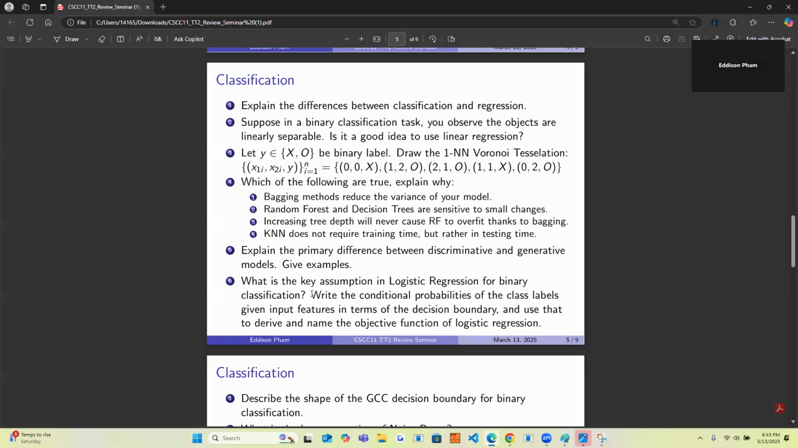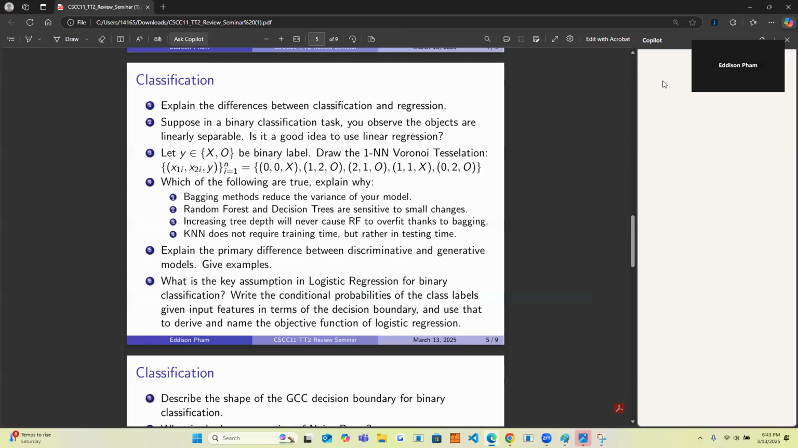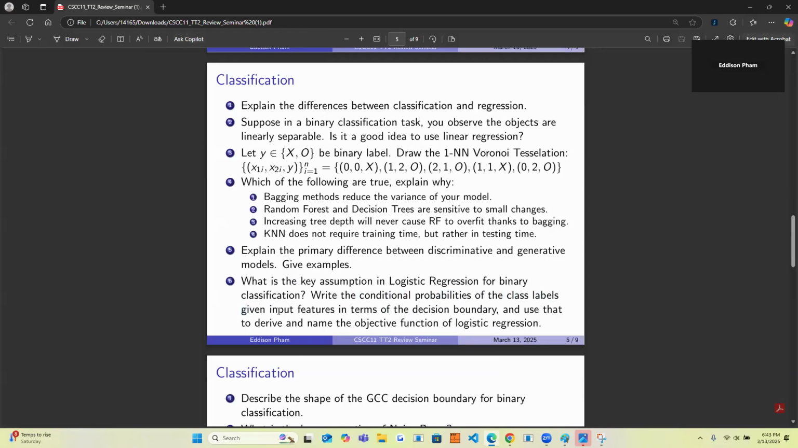So the next part is write the conditional probabilities of the class labels given the input features in terms of the decision boundary. I just showed you guys the decision boundary, it was some logarithm, and use that to derive and name the objective function of the logistic regression. What do I mean by name? The loss function for logistic regression is a special type of loss function. So not MSE, not mean squared error, not mean absolute error. You have to figure it out.